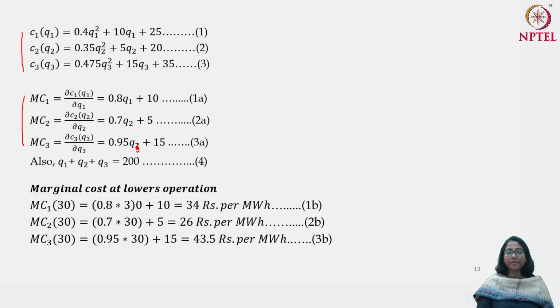So if I compare 34, 26 and 43.5, what I see is that the second plant, the marginal cost of this plant is lowest at Q equal to 30. Okay, so this is the most efficient plant that you have. The next efficient generating unit is the first one, and the third one is the least efficient generating unit. As you can see, the marginal cost is highest at Q equal to 30.